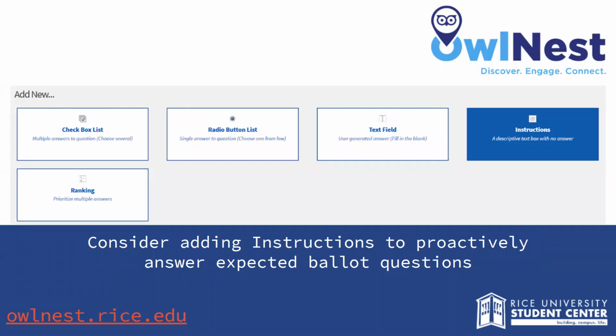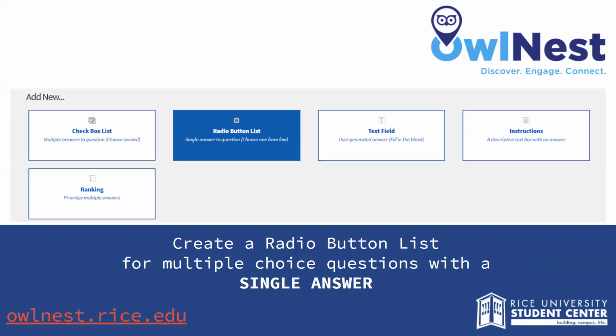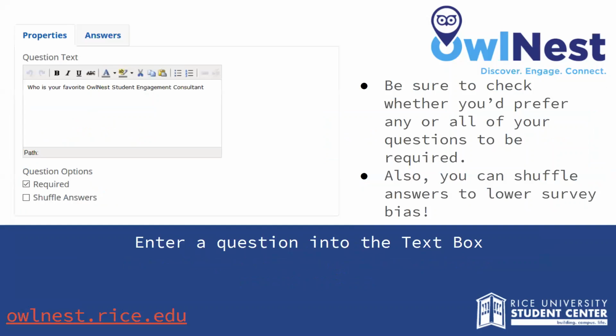Moving on to actually creating your ballot, consider adding instructions to proactively answer expected ballot questions. You can move instruction boxes around using the leftmost icon or sequence dropdown. Create a radio button list for multiple choice questions with a single answer. And be sure to check whether you prefer any or all of your questions to be required. Also, you can shuffle answers around to lower survey bias.